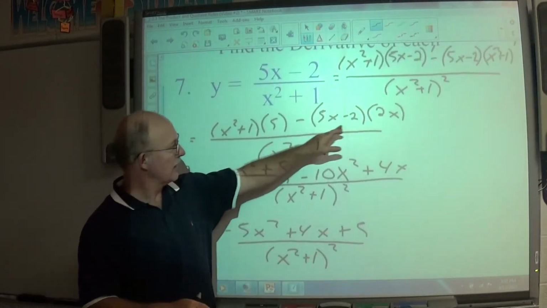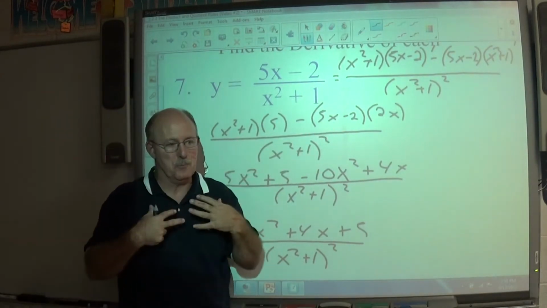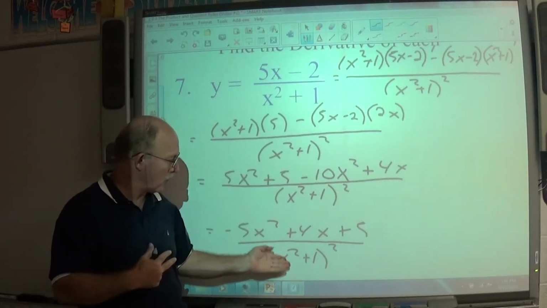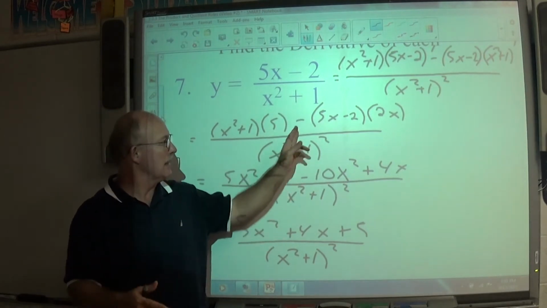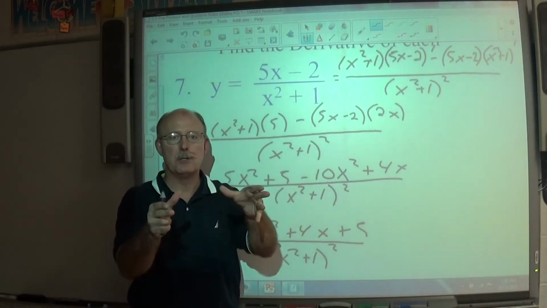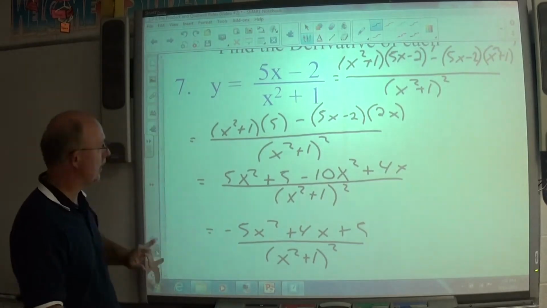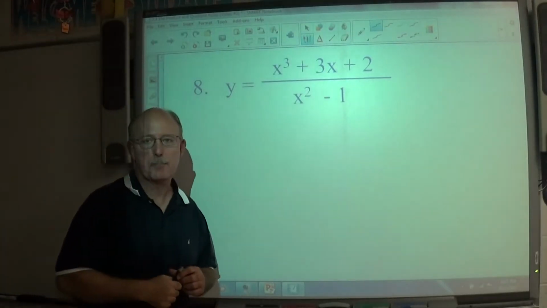So watching this minus sign, you've got to be very, very careful. Typically, in my experience, the student misses the quotient rule. They know what they're doing. This minus sign right here can cause them to miss the problem, so be very careful. Let's move on. Okay, let's try problem number 8 now.